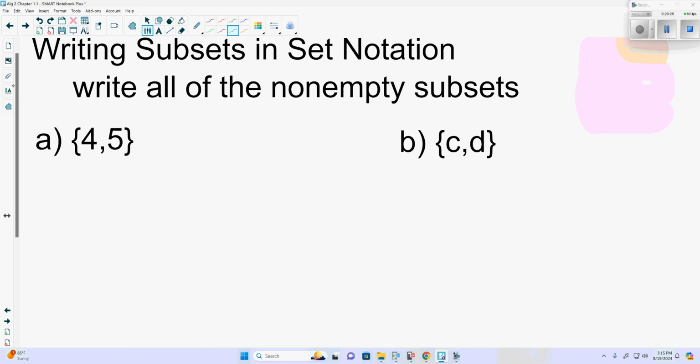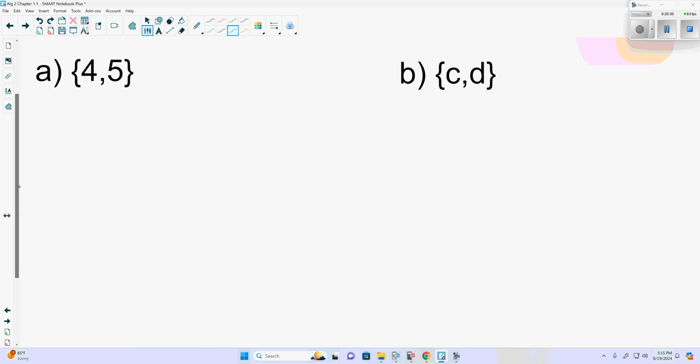Writing subsets in set notation. So we want to write all the non-empty subsets of these two here. If we look at the first one, we have the set containing 4, 5. So one of the subsets is just the set containing 4. Yes, just the set containing 5. Or we could have the set containing 4, 5. We're not going to talk about the empty sets because, as we just saw, there are infinitely many of those, so we're going to ignore those.